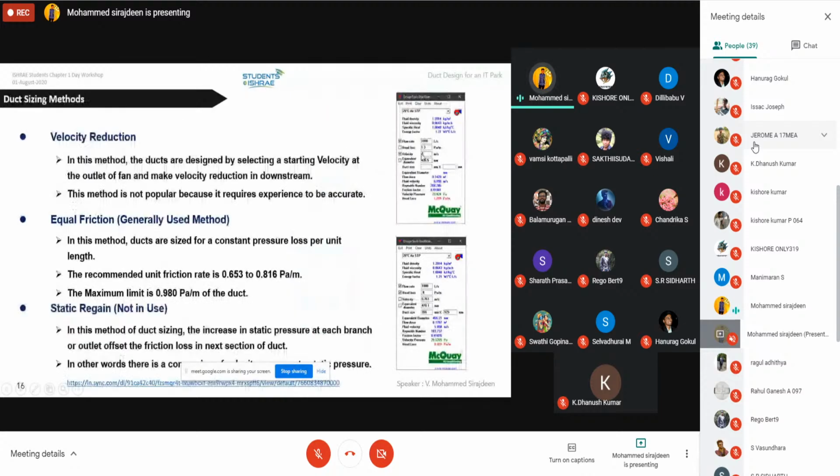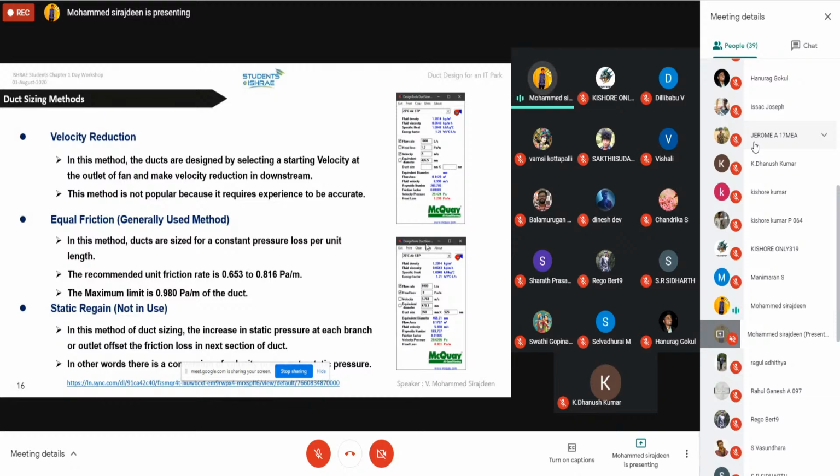You just need to enter the flow rate, enter the velocity of 4 meters per second, and mention the height. You have to choose either height or width, then only will we get the other value. The size will be completed. The same way you have to design.